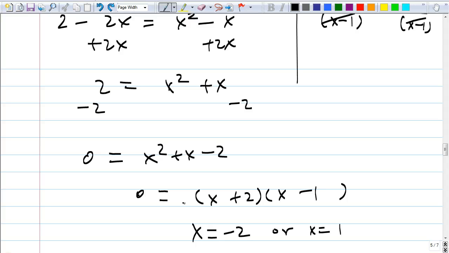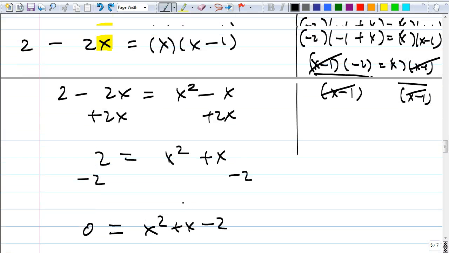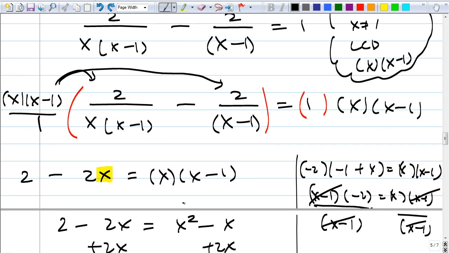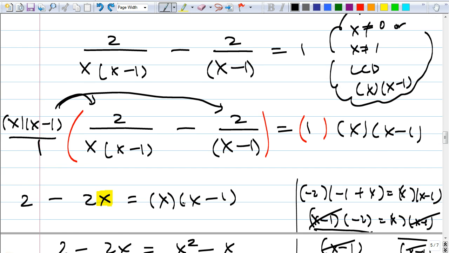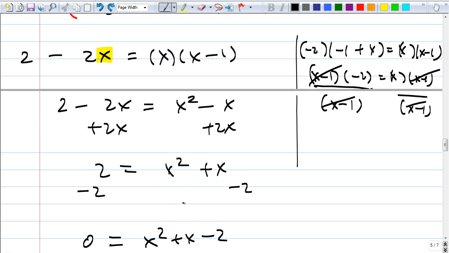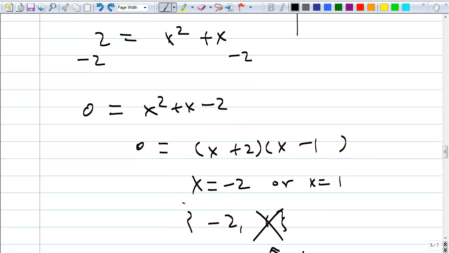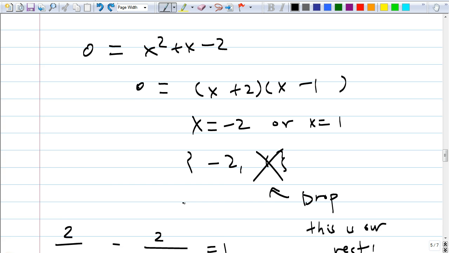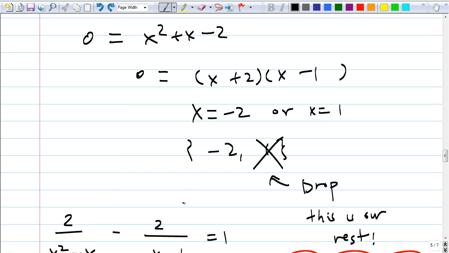Now, how many people wrote down negative 1 or 1 as your answer? Yeah, you have to check. By the way, even before you check, because we wrote down our restriction, one of these numbers is wrong. If you go back, our restriction was what, class? 0 or 1, and guess what your solution is? You have to drop that one because that's your restriction. So your answer is what, class? Negative 2.